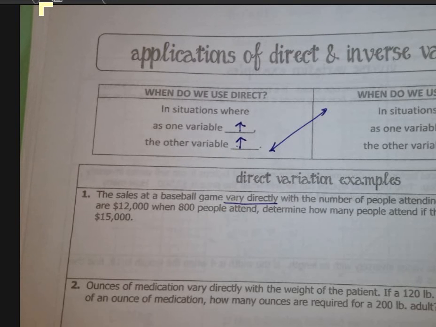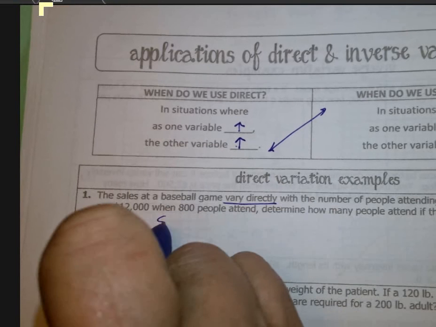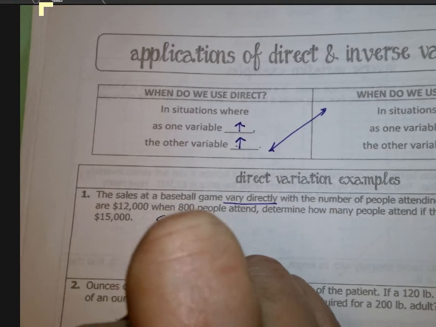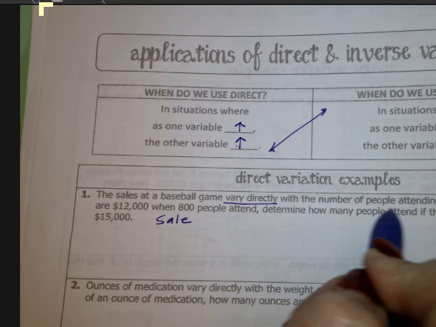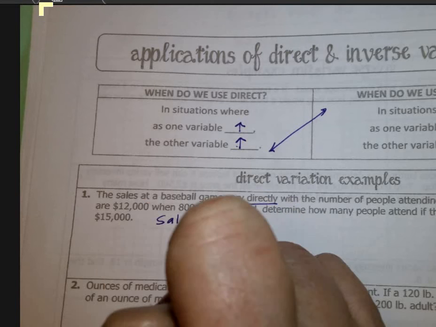If the sales for a game are 12,000 when 800 people attend, determine how many people attend if the sales for the game are 15,000. So here we're talking about direct variation. It says the sales vary directly with the number of people attending.